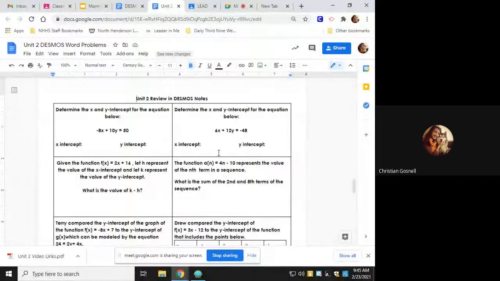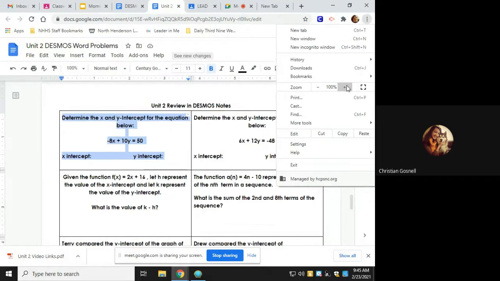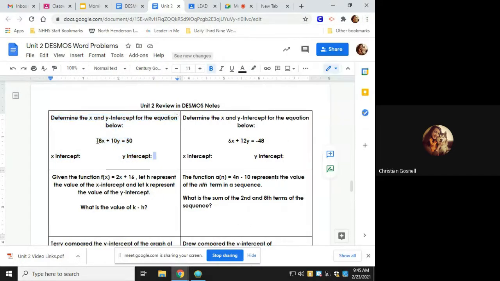All right, so we're going to look at some Unit 2 review in Desmos. I'm going to go over some examples and show you how to solve these in Desmos. So this very first one, determine the x and y intercept. Let me zoom in a little bit, for the equation negative 8x plus 10y equals 50.